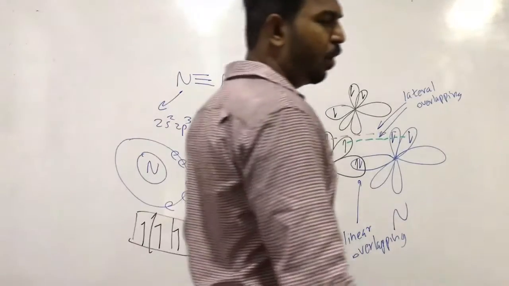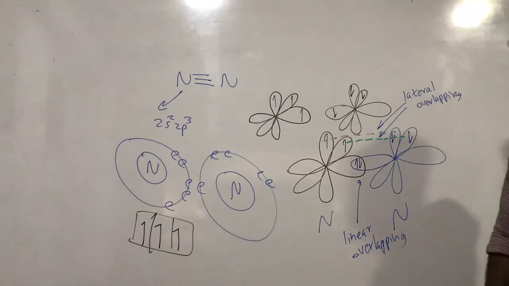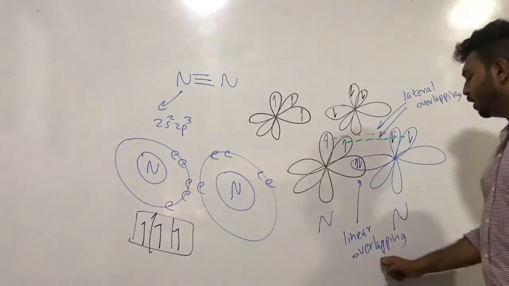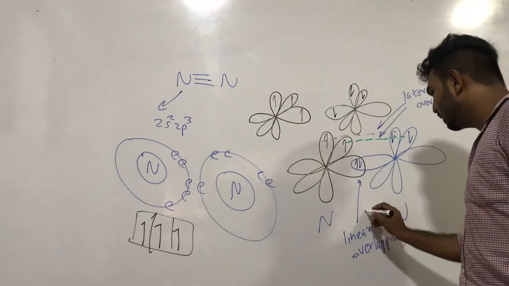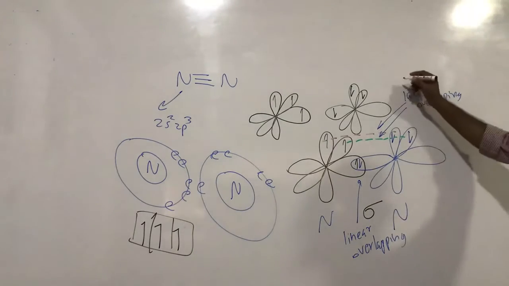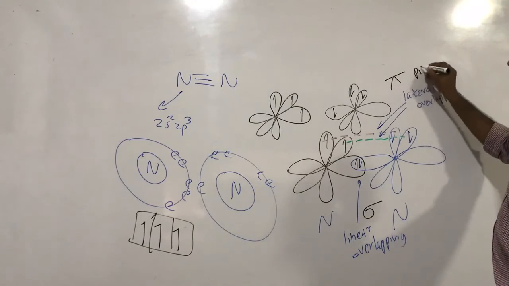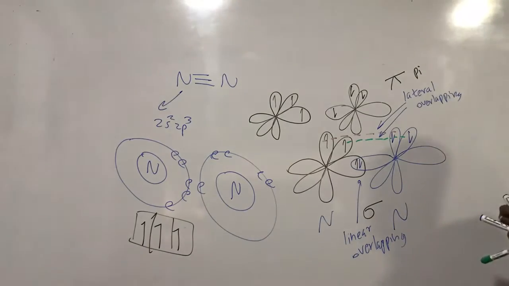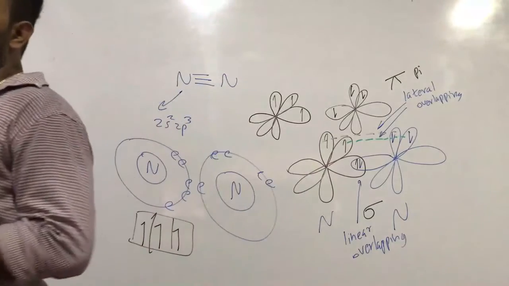Linear overlapping, and the next one is lateral overlapping. Linear overlapping and lateral overlapping. So we call the linear overlapping chemical bonds sigma bonds. We call these bonds sigma bonds, and these lateral overlapping bonds pi bonds. This is pi, not phi, the real word is pi. So we call these lateral overlappings pi bonds.